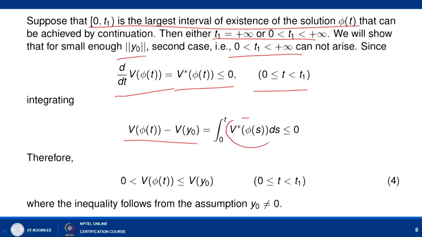Now, V star phi of s is less than or equal to 0, and t is positive. So, this will be less than or equal to 0. So, it means that V of phi t is less than or equal to V of y naught, which we have achieved from this.